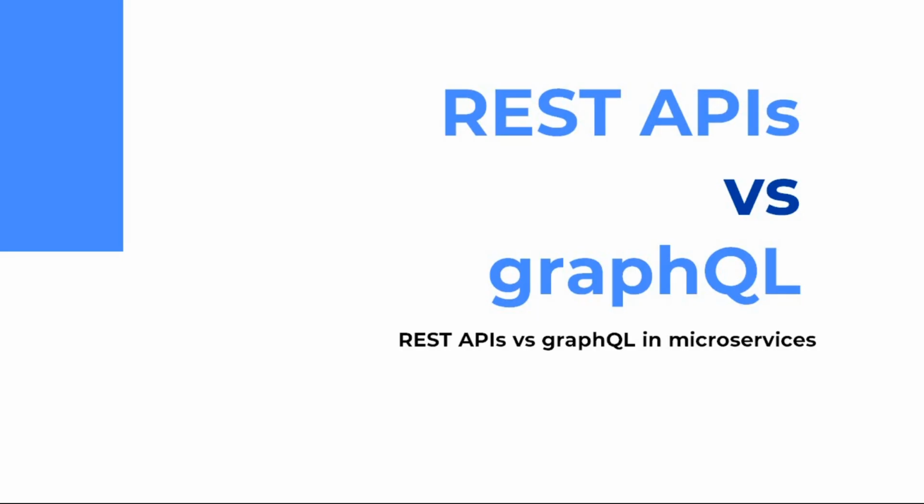Today we are going to dive into two very popular technologies used in microservices for communication: REST APIs and GraphQL. Both are powerful tools for synchronous communication between services in the microservices world. But the big question is, how exactly do they differ? And when should you use one over the other? Let's break it down step by step.